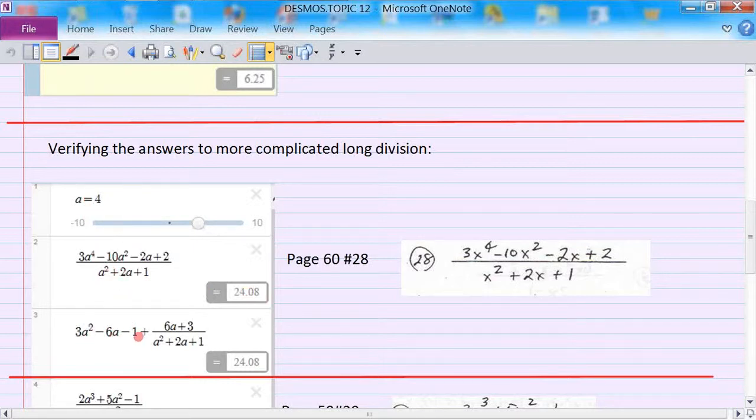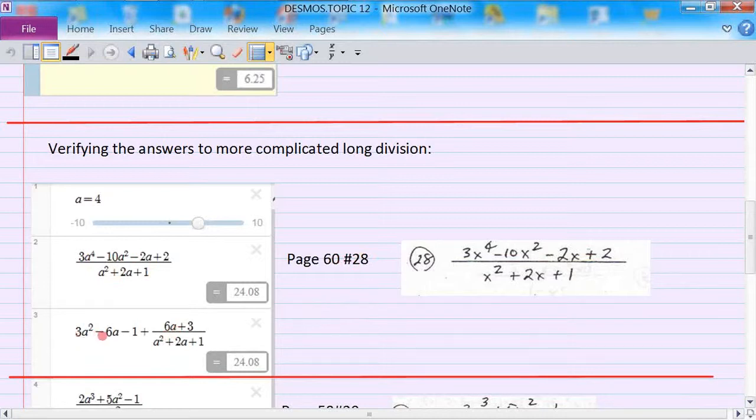Now, what I did was, I did the long division on this. You can go back to page 60, number 28. This is what it gave me, and the remainder was 6a plus 3 over the denominator, this. I get the same answer here. So I know this is equivalent to that. I know this is not very elegant, but it is a way of verifying answers.